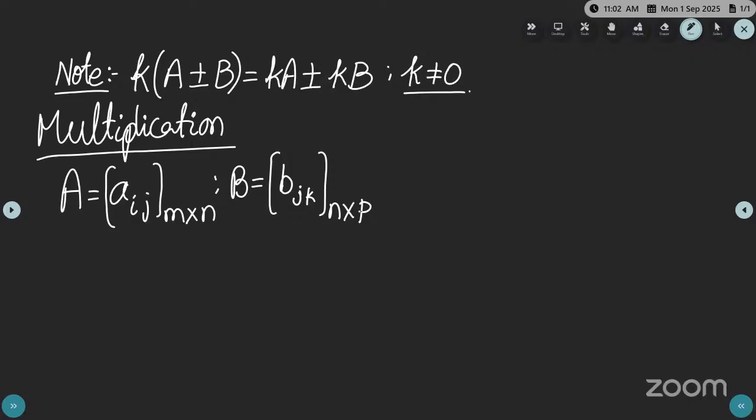The multiplication of matrices AB is possible if, what is the condition? Already I have mentioned it there.